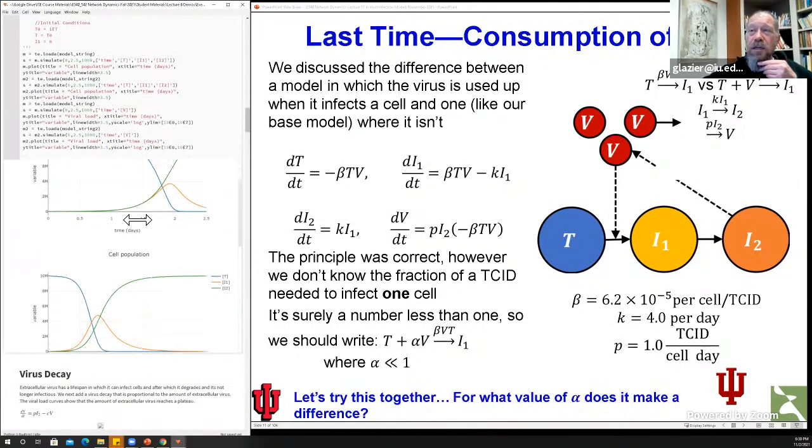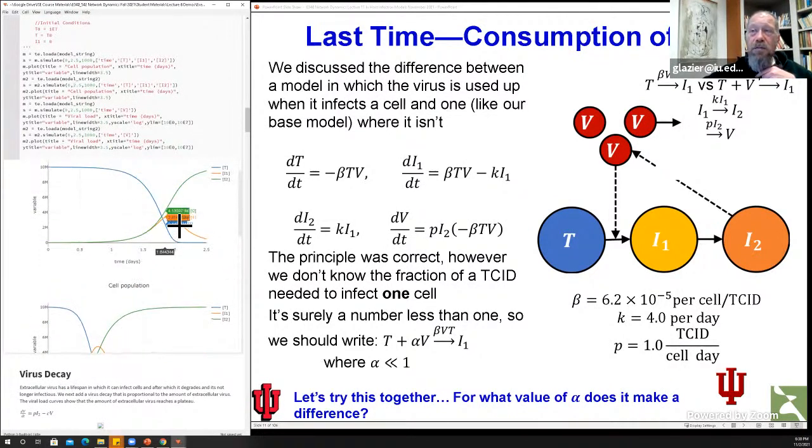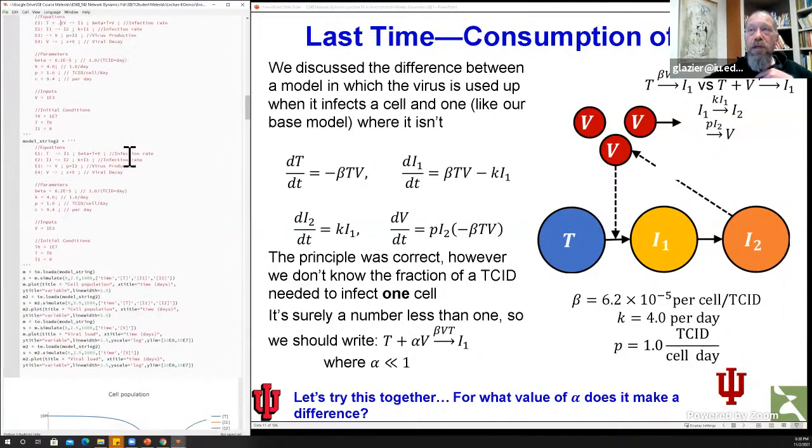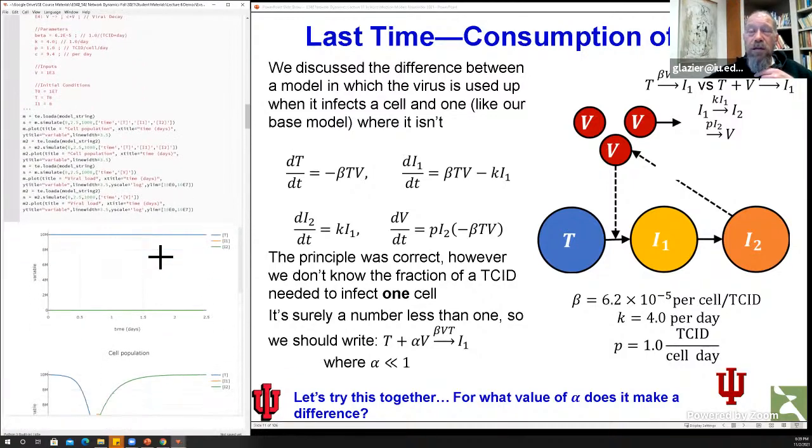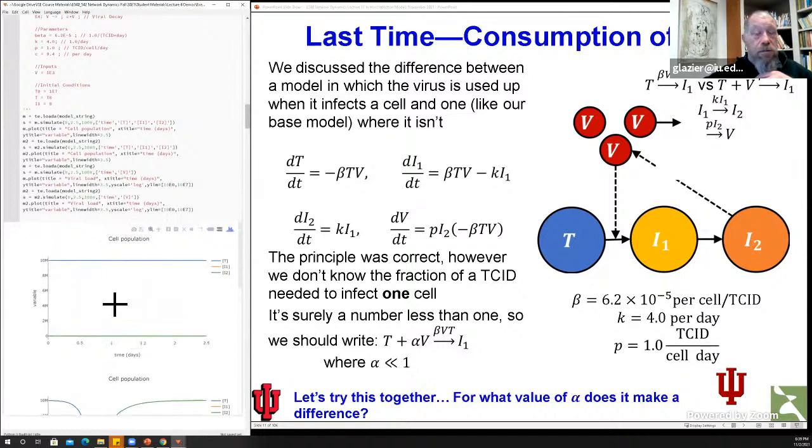I see that the infection is delayed. It takes much longer for my peak of infected cells. In the end, the outcome is the same. Everything gets infected, but it takes much longer. And if I actually tell it T plus V goes to I1, that would mean that the amount of virus particles was comparable to the number of cells. Then the infection doesn't take off at all.